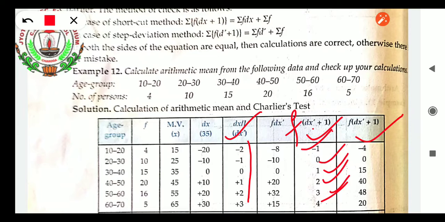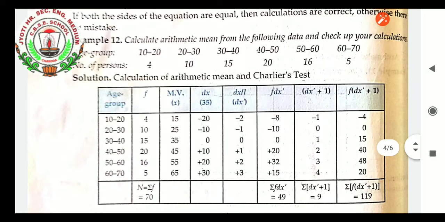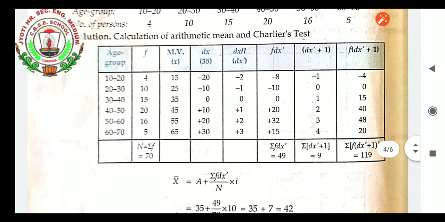So let us have the calculation. F into dx dash plus 1: minus 1 into 4 is minus 4, 10 into 0 is 0, 15 into 1 is 15, likewise we will get. I think you have understood. Two more columns we have to draw in the table, so we have to have Charlier's accuracy test to find whether the answer is correct or not.